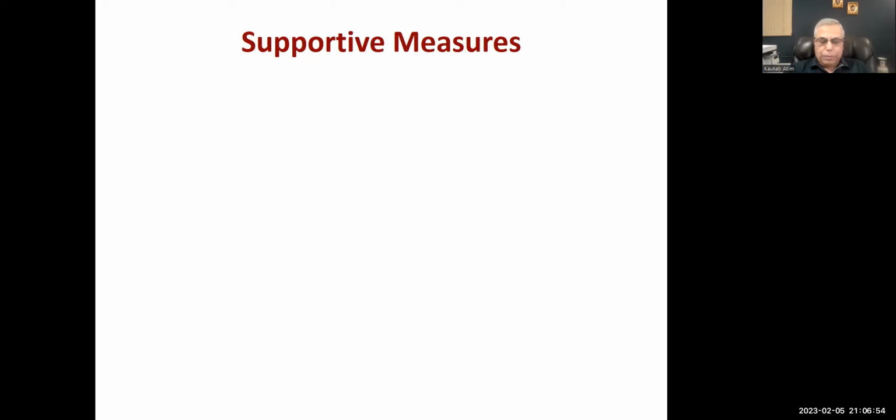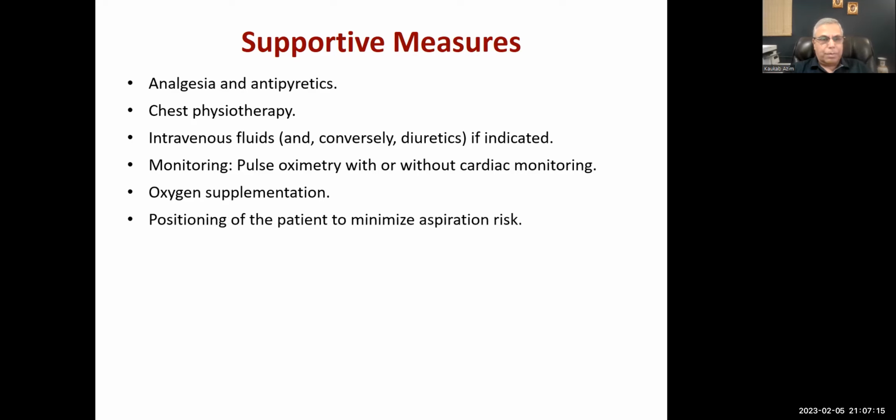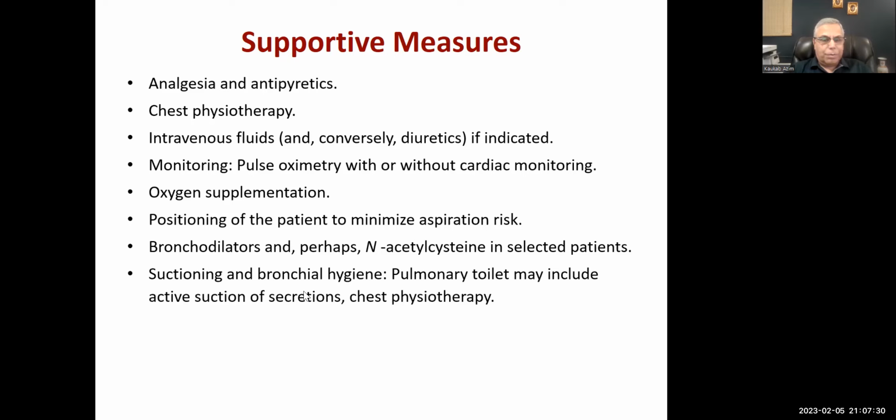Now, supportive measures, we are coming almost to the end of the lecture. Analgesia, antipyretics, chest physiotherapy, intravenous fluids, or if there is fluid overload, we can use diuretics, monitoring pulse oximetry. You know, there were a lot of factors that I've shown you previously as well. Oxygen supplementation, positioning the patient to minimize aspiration risk. Maybe you will prop him up a little bit. Bronchodilators, N-acetylcysteine as a mucolytic drug, suctioning, bronchial hygiene.